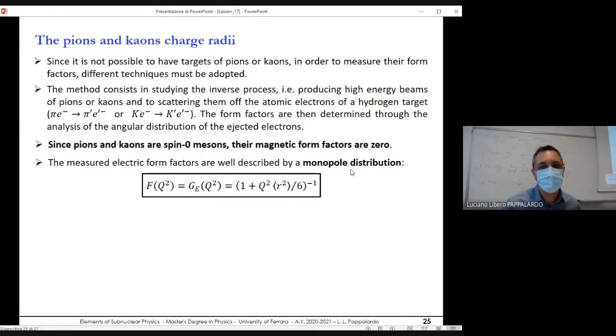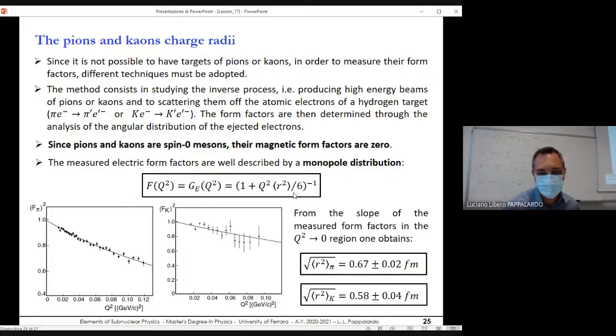It's given by a monopole distribution, not anymore a dipole, but a monopole distribution that you find here. So you see here now experimental results for the electric form factor of the pion as a function of Q square and of kaon as a function of Q square, fitted with this monopole distribution. And then, using the way we described today, one can extract the root mean square, and you see here the value for the pion and for the kaon. The kaon is a bit more compact than the pion.